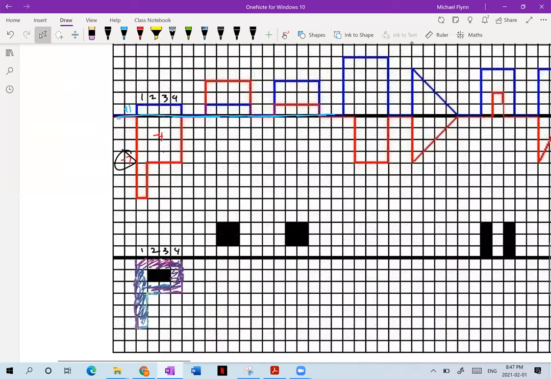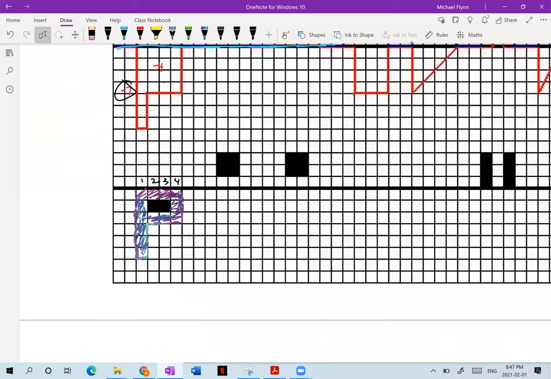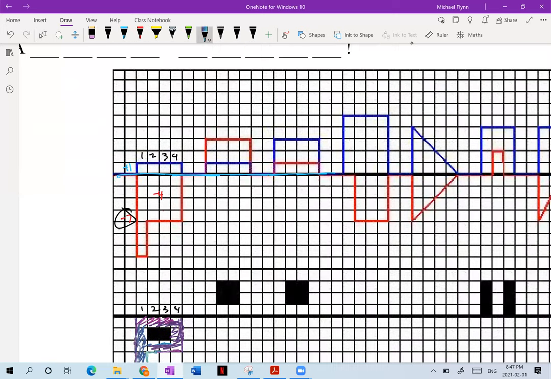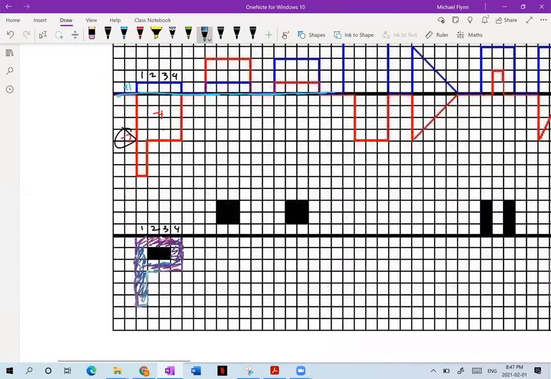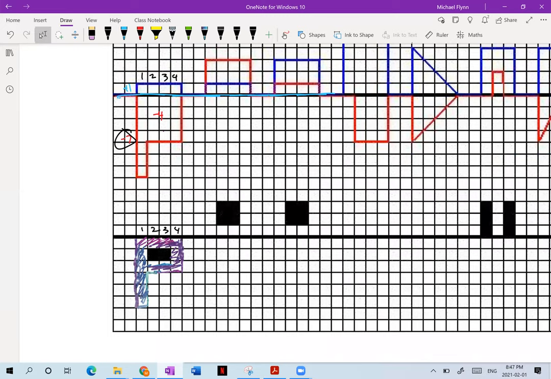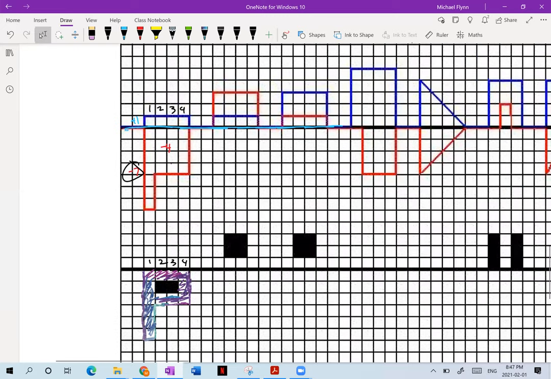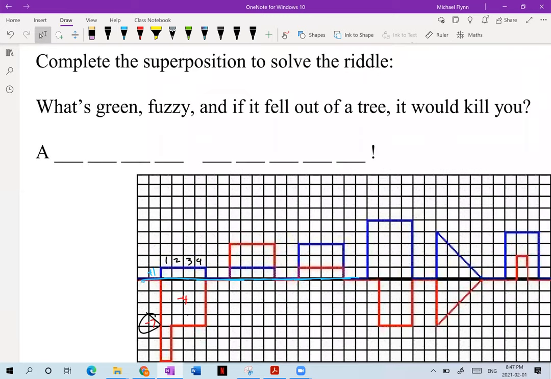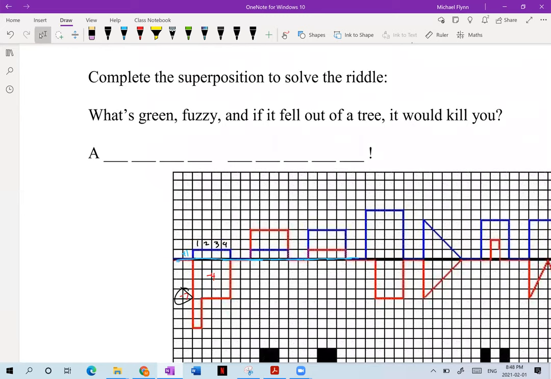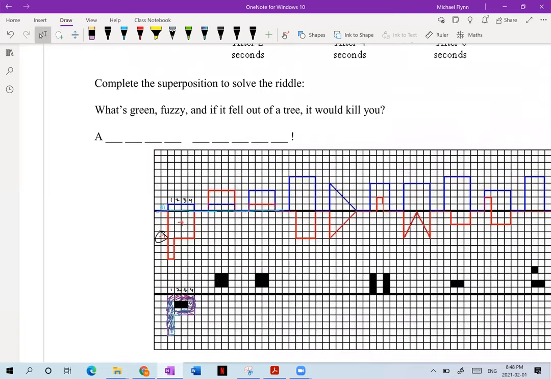All right. Do the rest of the superposition. So like add up these waves in the space below, like I did with the letter P, and you'll have the answer. So what's green and fuzzy, and if it fell out of a tree, it will kill you? Well, the suspense is killing me, but I think you'll like the answer. It's so true. You'll wonder why you didn't think of it yourself. So anyway, figure it out and see what the answer is.